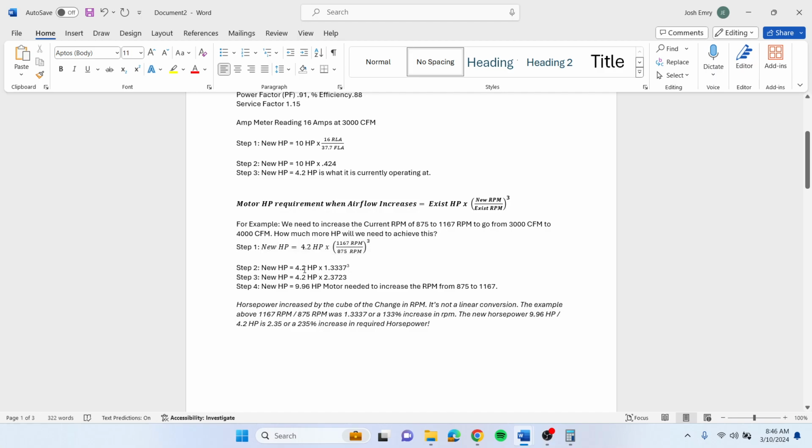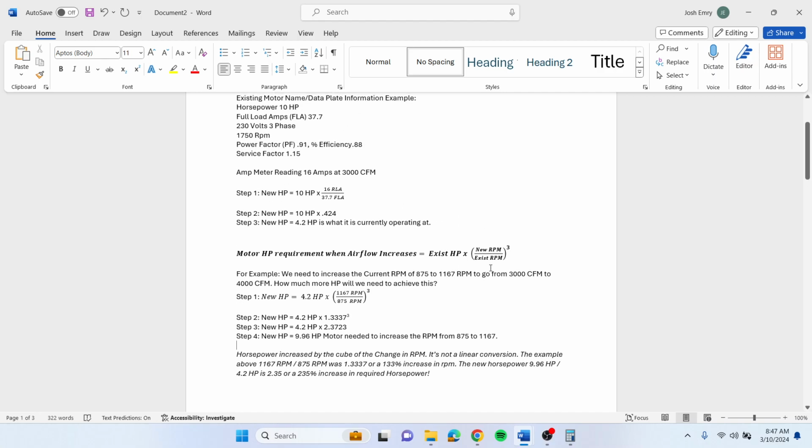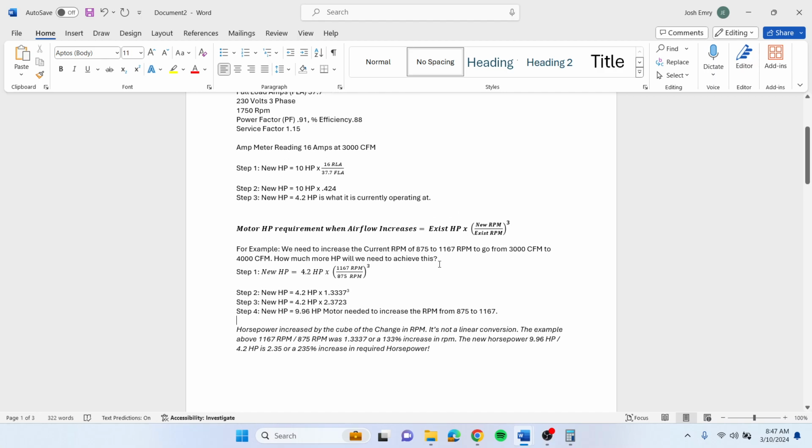So we'll end up doing 4.2 from step 2 times 1.337 cubed. Step 3 is 4.2 times 2.3723. So we end up in step 4, our new horsepower that we're going to need is 9.96 horsepower to increase the RPM from 875 to 1167. So our 10 horse motor would work for this.